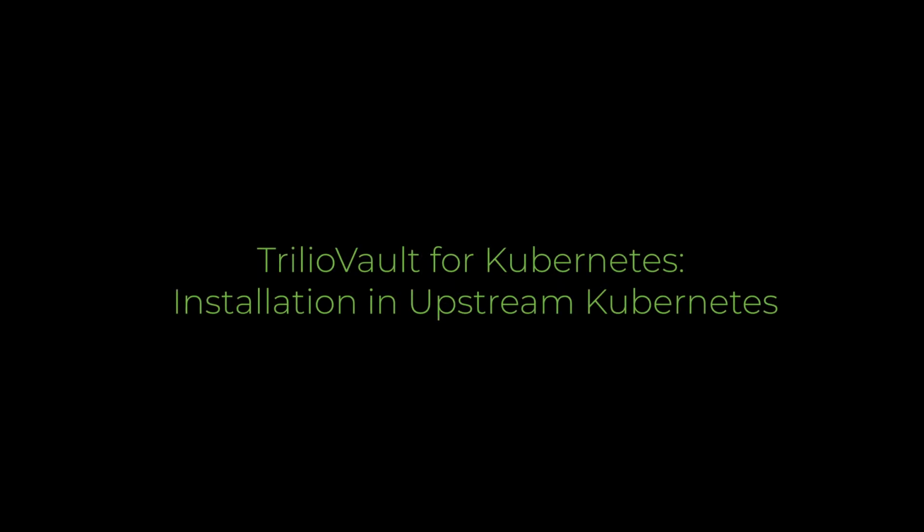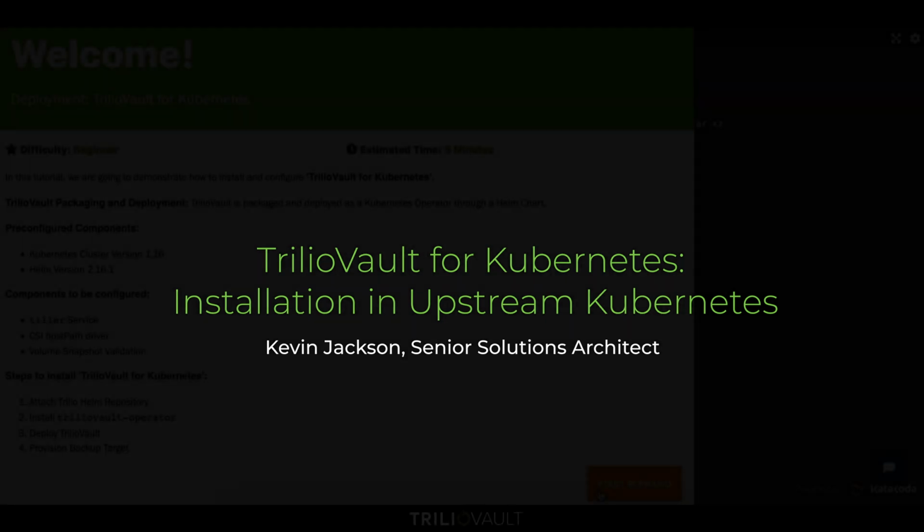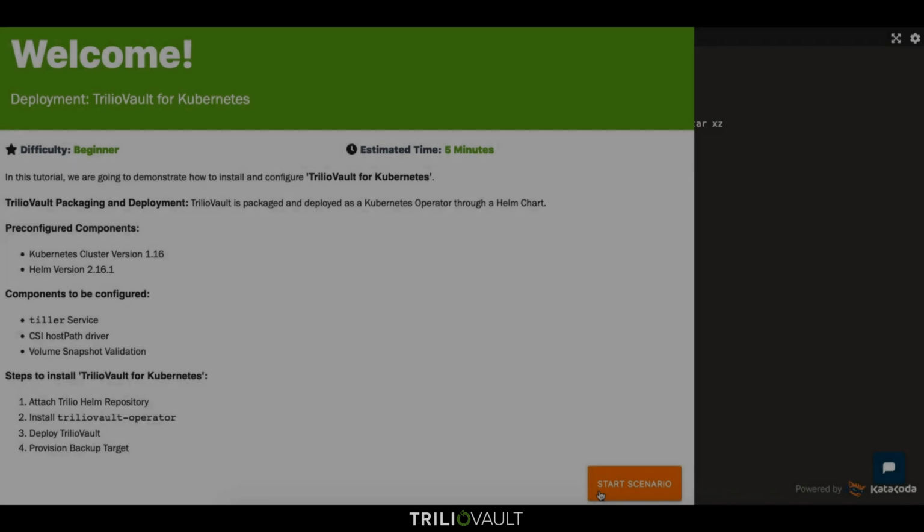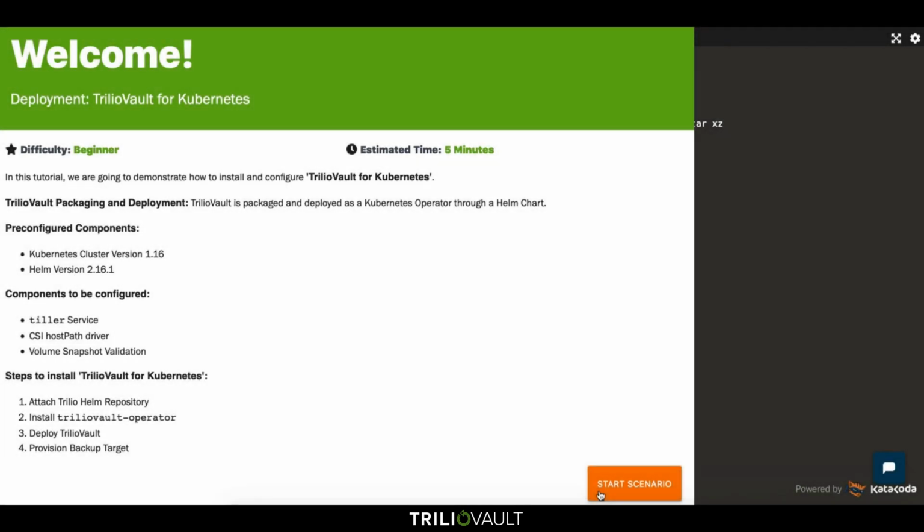Welcome to this video showing you how to install and configure Trilio for Kubernetes using Helm. For this demonstration, we have Kubernetes 1.16 and Helm v2 installed. We'll go through the following steps.